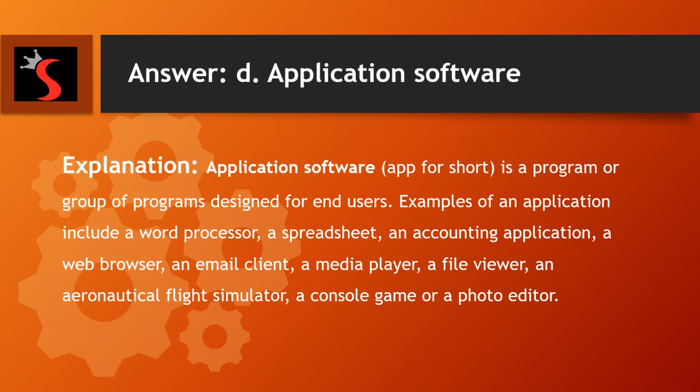Explanation: application software is a program or group of programs designed for end users. Examples of an application include a word processor, a spreadsheet, an accounting application, a web browser, an email client, a media player, a file viewer, an aeronautical flight simulator, a console game, or a photo editor.